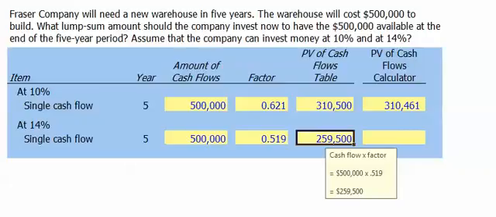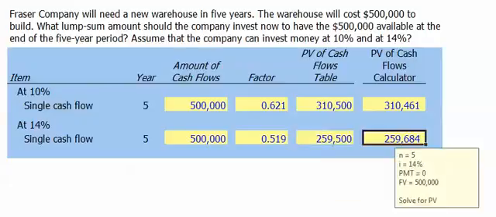If we were to solve this using our financial calculator, we would use n equals 5 for the number of periods, 14% for our interest rate, 0 for the payment, 500,000 for the future value, and we would solve for a present value of $259,684. Again, as the interest rate increases, the present value decreases. That is, the amount we would need to set aside to reach our investment goal is less.